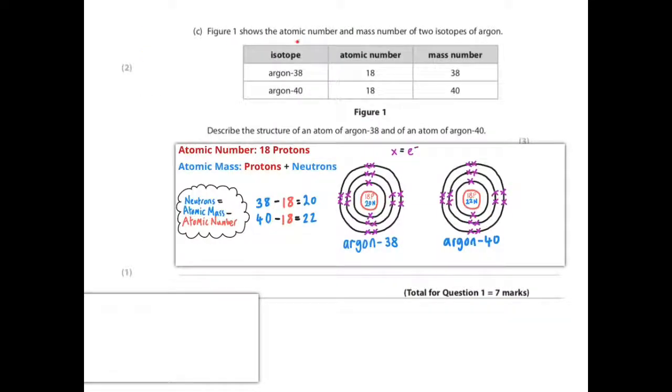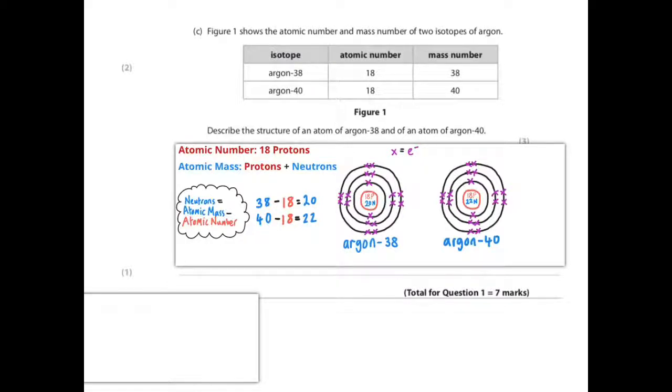Figure 1 shows the atomic number and mass number of 2 isotopes of argon. So we have argon-38 and argon-40. What this means is you have 38 particles in the nucleus of this argon atom and 40 particles in the nucleus of this argon atom.